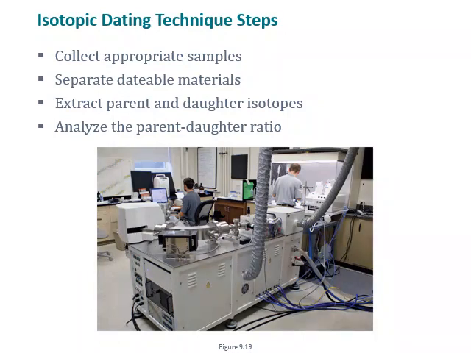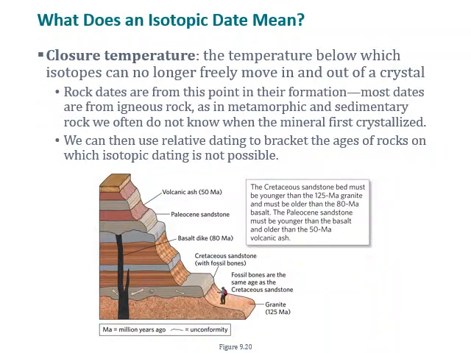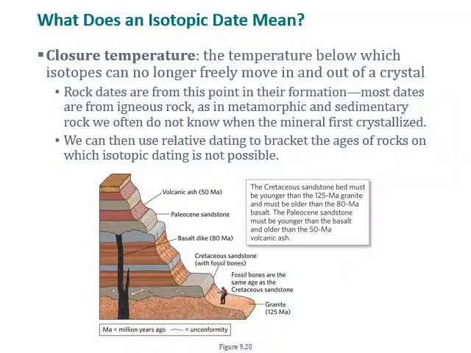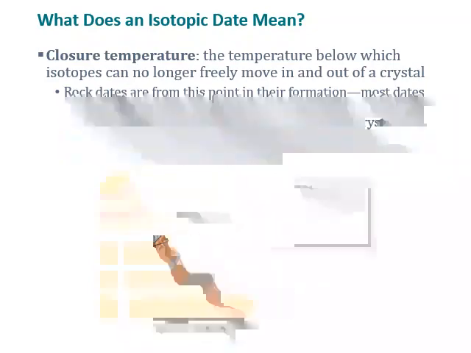It's important to understand what isotopic dates actually mean. Well, they represent the closure temperature, or the temperature below which isotopes can no longer freely move in and out of a crystal, for example, a mineral. So rock dates are from this point in their formation. Most dates come from igneous rocks, and for metamorphic and sedimentary rocks, we do not often know when the minerals first crystallized. But we can use relative dating to bracket the ages of rocks on which isotopic dating is not possible.